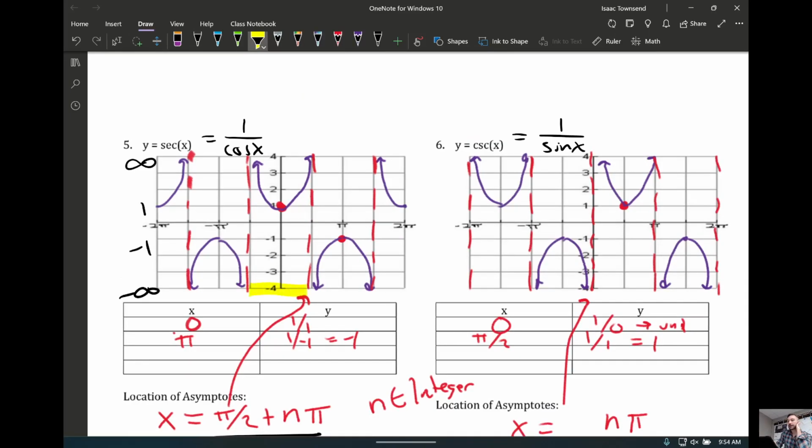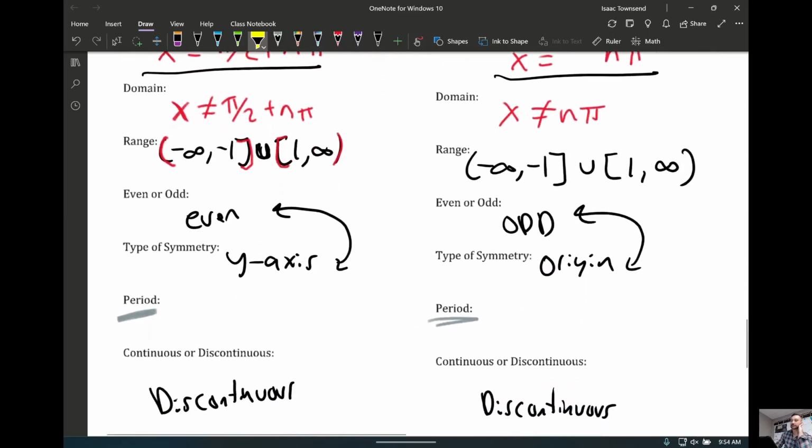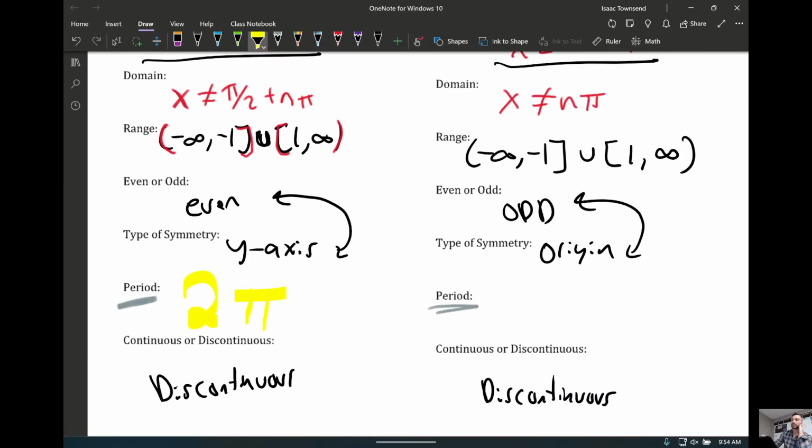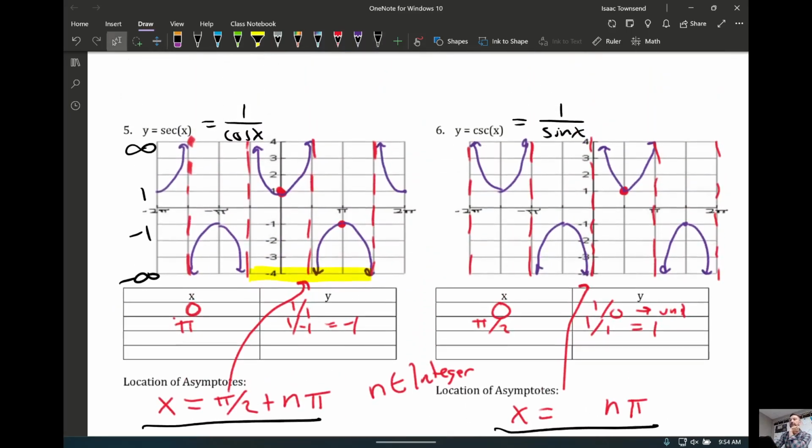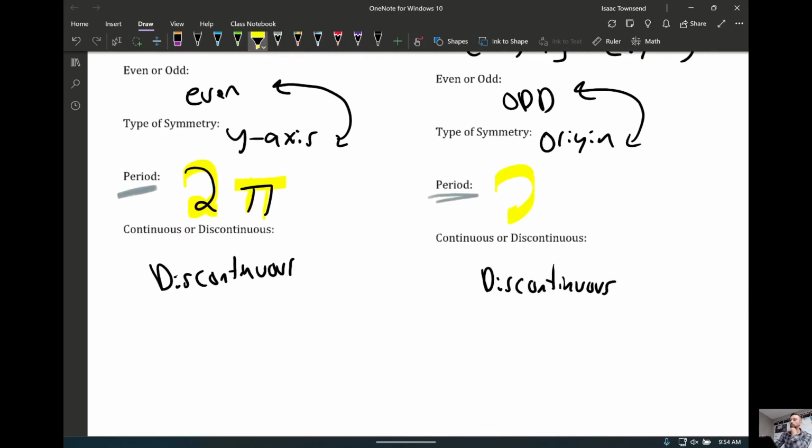The period of this is not pi. If you only look at pi space, you either see a parabola up or a parabola down. To see the full pattern, open up, open down, you have to look at 2 pi of space. So the period is 2 pi. Same with cosecant. If you only looked at pi horizontal space, you would only see half of the pattern. To see a full cycle, parabola up and a parabola down, you have to look at 2 pi of horizontal space.